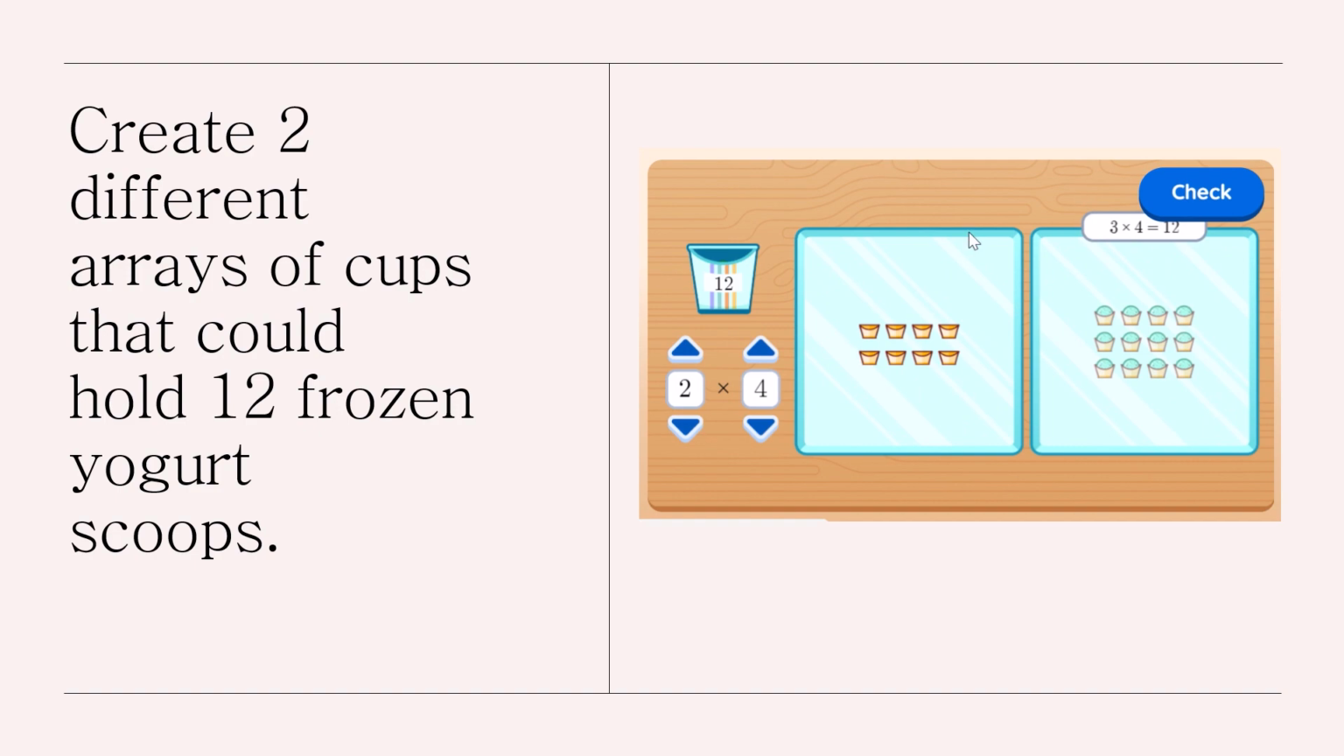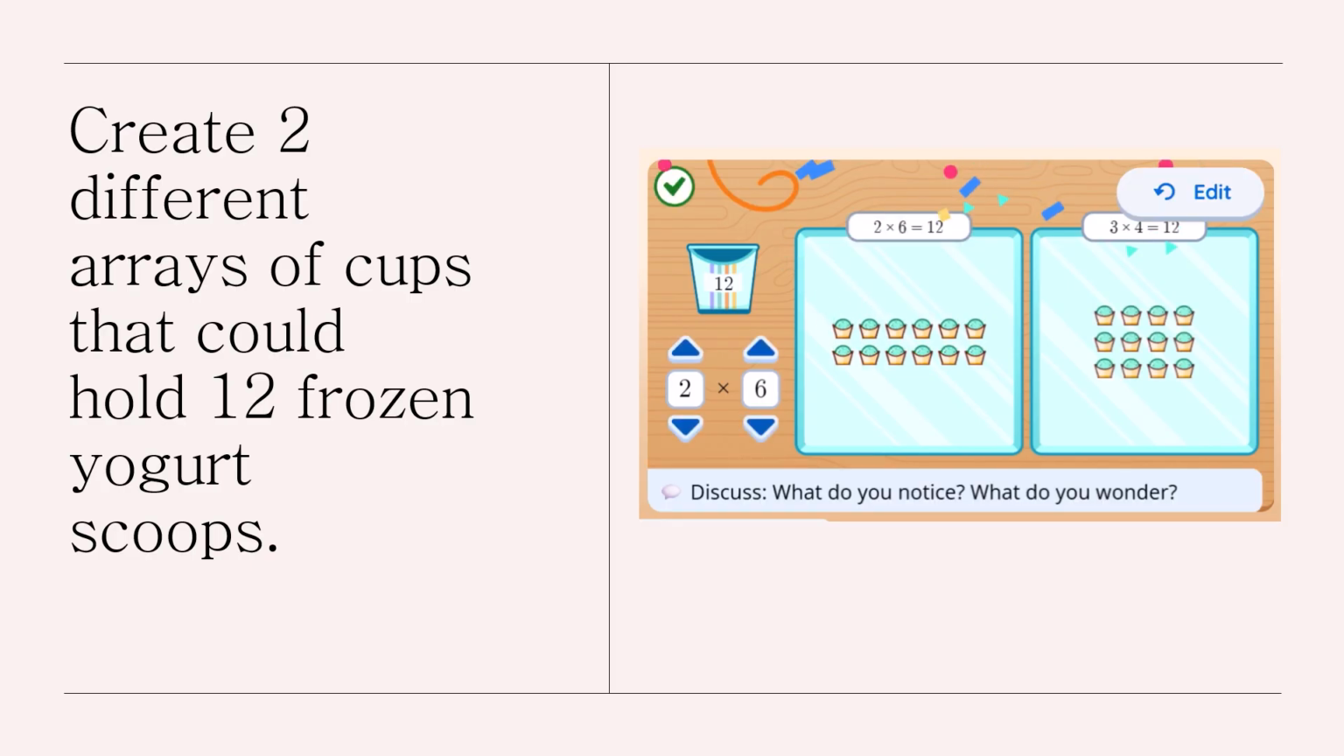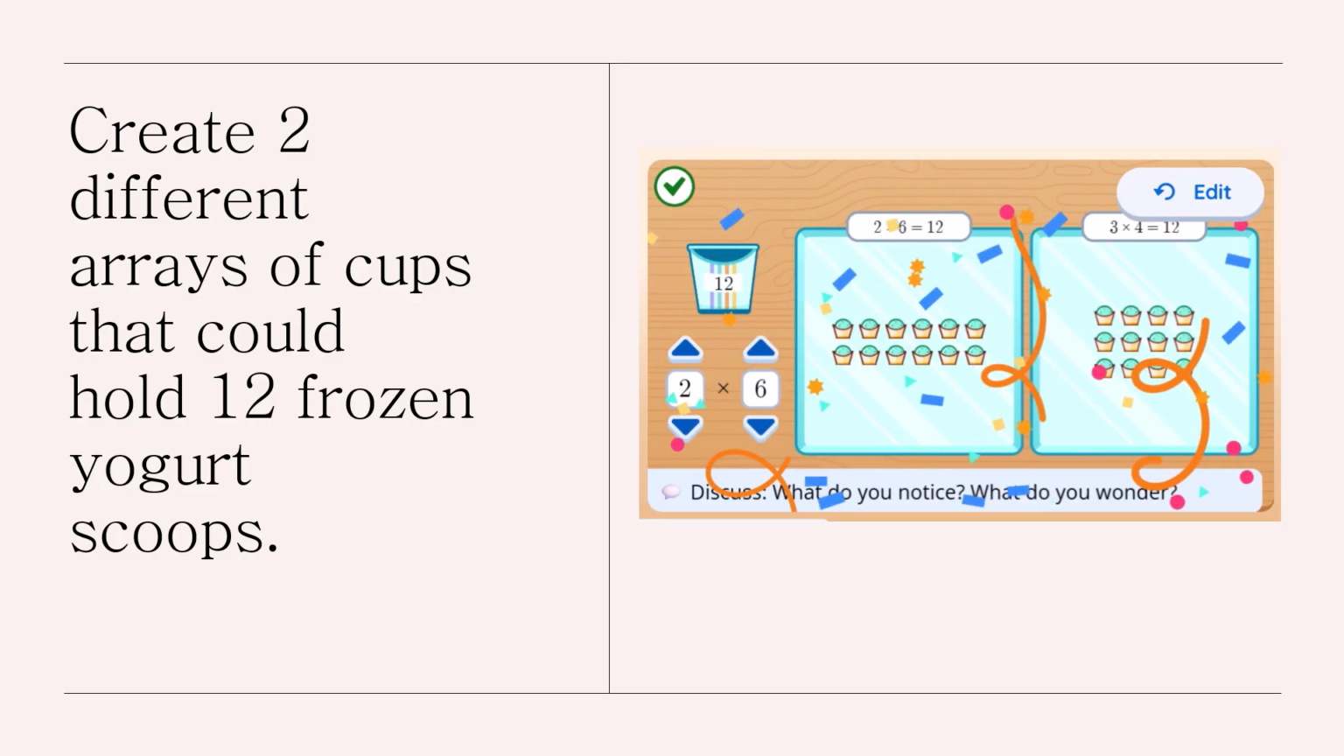Then they are going to try to make a second array, and let's say this time they make a mistake and see what will happen. The number of scoops will not match the number of cups, so they will be told to try again, and this time hopefully they will make a match by changing the numbers, and they did make a match. So the program is very interactive with students.